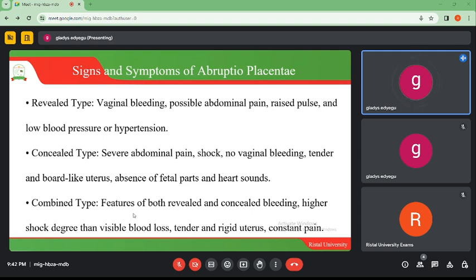Then combined types, the features of both the revealed and the concealed will be seen, and a higher degree of shock than the visible blood loss. So you'll see the mother is really in shock, and there can be tenderness and rigidity of the uterus, and there will be constant pain. So there will be combined signs and symptoms, both of the concealed and the revealed.